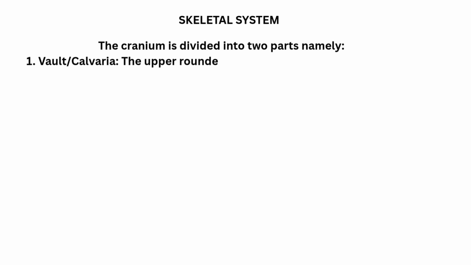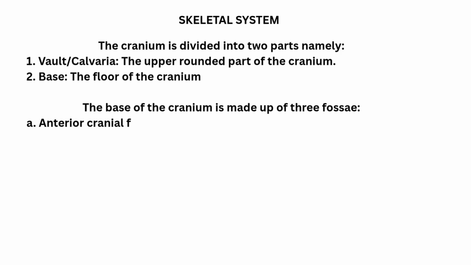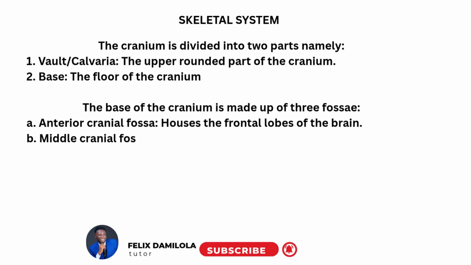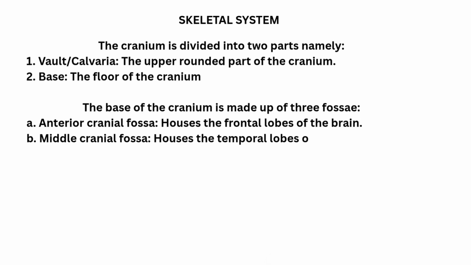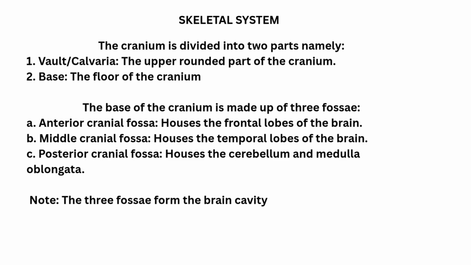The cranium is divided into two parts, namely 1. Vault/calvaria, the upper rounded part of the cranium. 2. Base, the floor of the cranium. The base of the cranium is made up of 3 fossae. A. Anterior cranial fossa houses the frontal lobes of the brain. B. Middle cranial fossa houses the temporal lobes of the brain. C. Posterior cranial fossa houses the cerebellum and medulla oblongata. Note, the 3 fossae form the brain cavity where the brain is located.